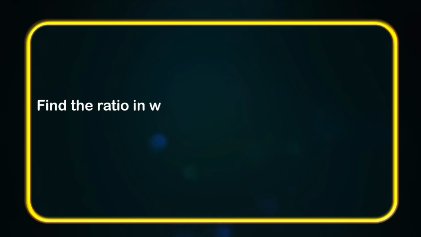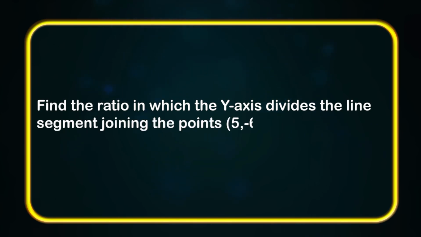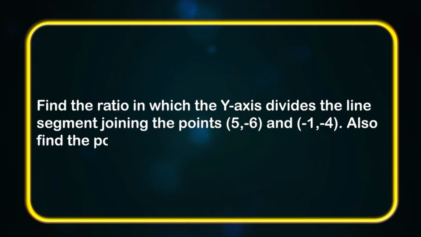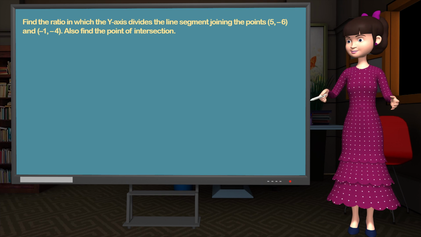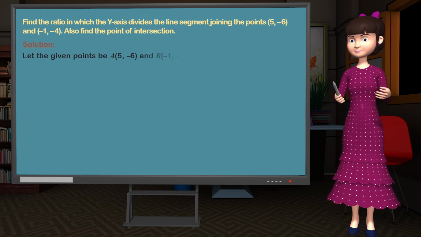Find the ratio in which the y-axis divides the line segment joining the points (5, -6) and (-1, -4). Also find the points of intersection. Solution. Let the given points be A, which is (5, -6), and B, which is (-1, -4).